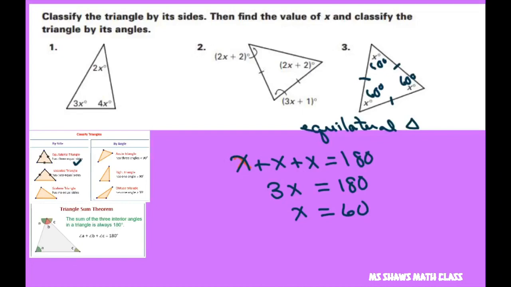And so this is also an acute triangle. And that's it.